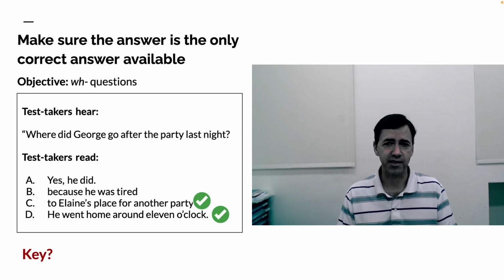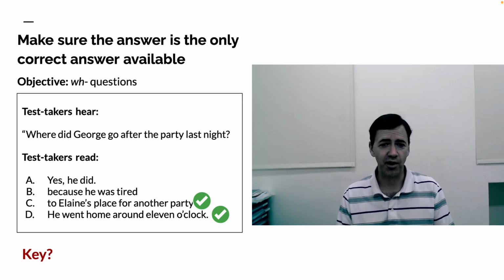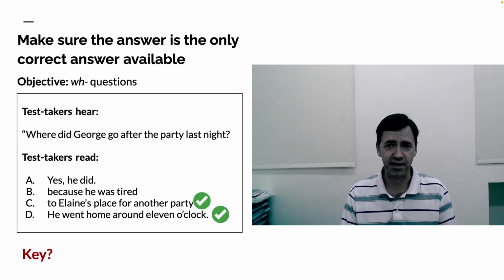If you tell them that C is the only correct answer, then what you're telling them is that everything has to match the question perfectly. But that's not authentic. The real world doesn't work like that. And so you have to be really careful that you don't do this.